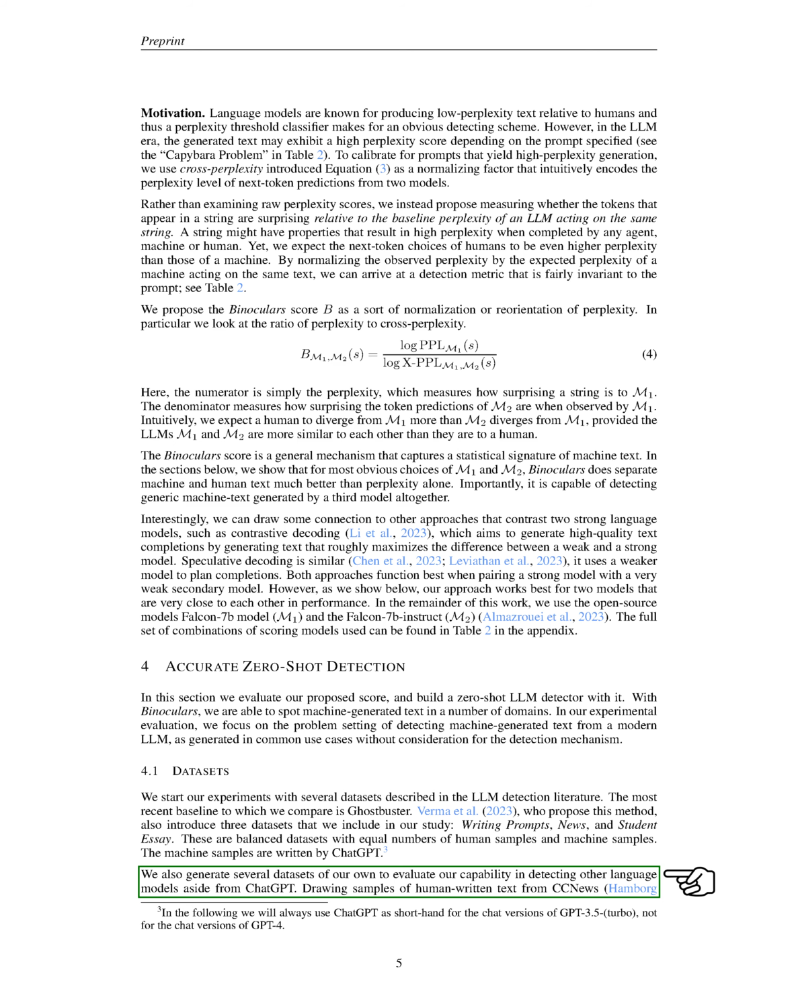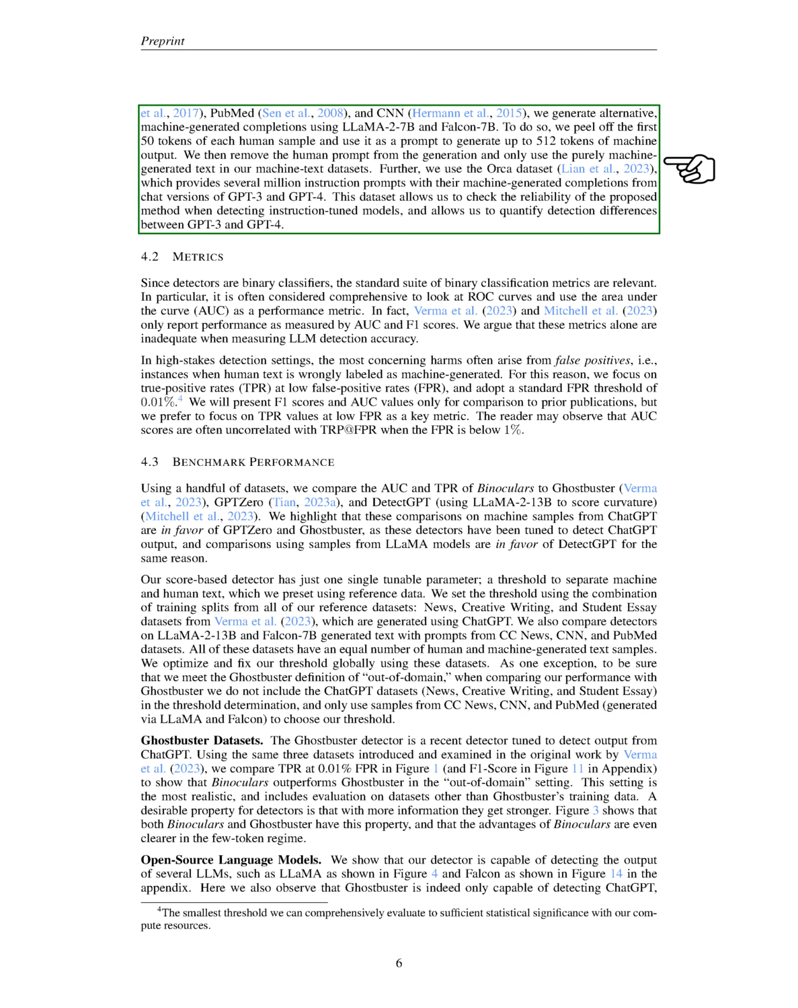We've also created several of our own datasets to test our ability to detect text generated by language models other than ChatGPT. We've used human-written text from sources like CC News, PubMed, and CNN, and generated machine-written text using Llama 2-7B and Falcon 7B. We took the first 50 tokens from each human-written sample and used them as prompts to generate up to 512 tokens of machine output. We then removed the human prompts, leaving only the machine-generated text for our datasets.